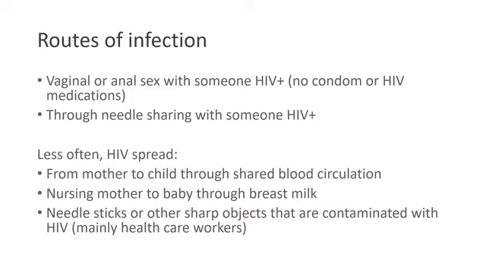So the common routes of infection are vaginal or anal sex with someone who has HIV, who doesn't use a condom and is not on HIV medications. We'll talk about those in a minute. Or through needle sharing with someone with HIV.